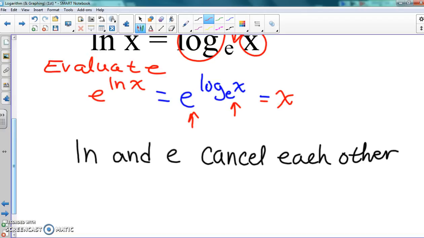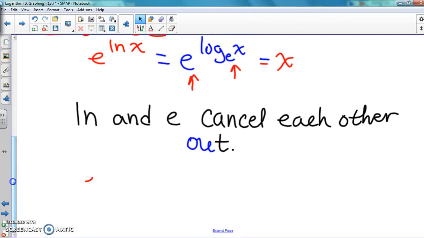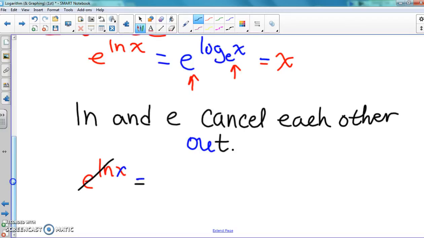Natural log and E cancel each other out. So even if you look back up here, really quickly pull this back up again. If we pulled that together there, we actually looked at that again. To make this even quicker, we said that E and natural log cancel each other out. Bam, bam. So the only thing that's left there is just X. So either way, you got the same answer of X.